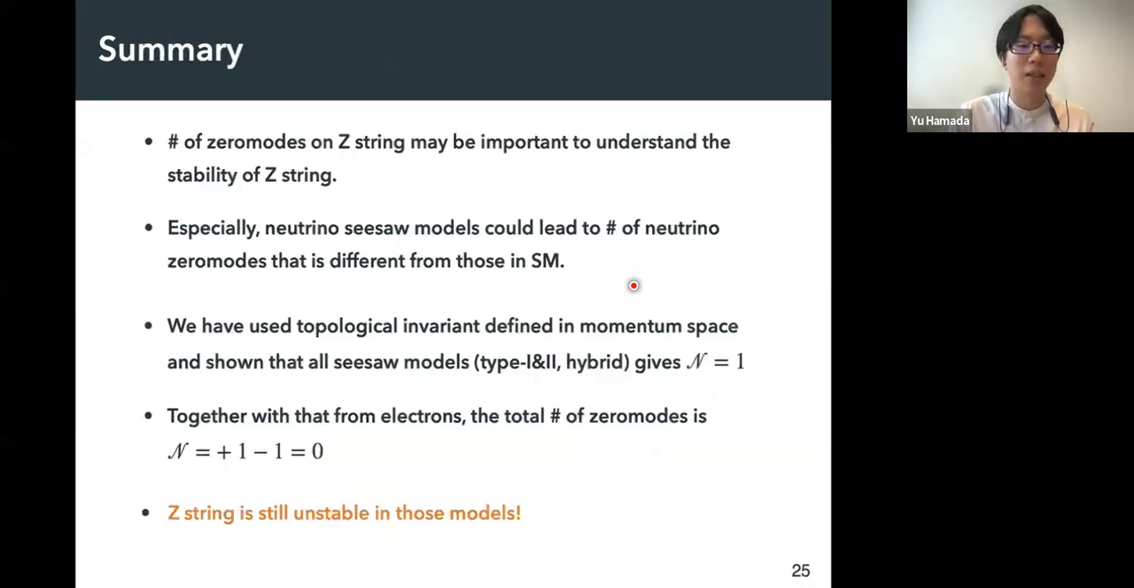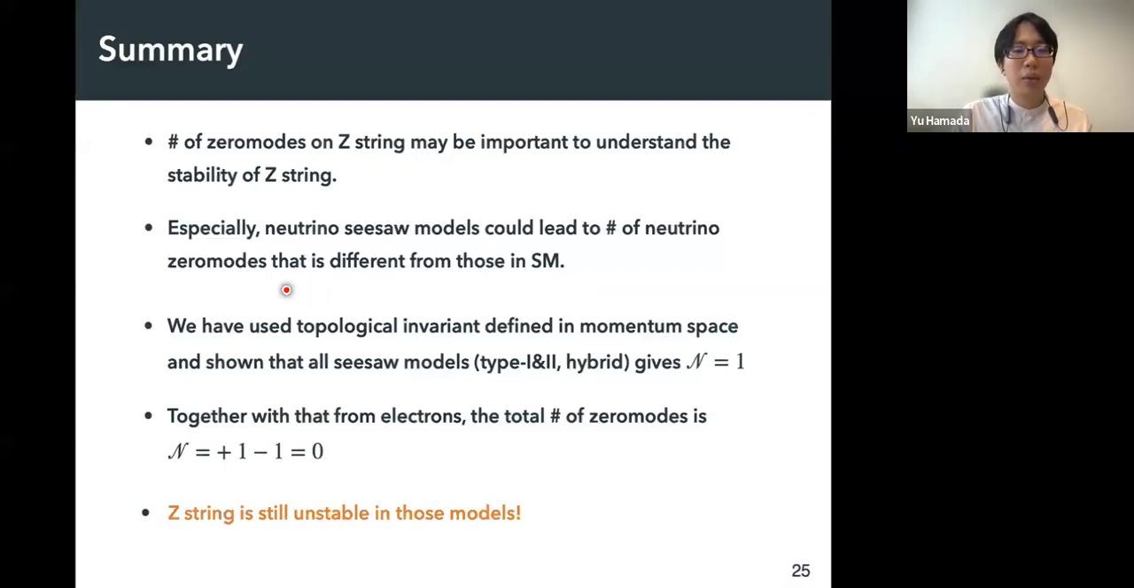So this is a summary of my talk. Some people conjectured that when we consider the number of zero modes appearing on the Z-string, this may play an important role in stabilizing the Z-string. Especially when we consider neutrino mass models like type 1, type 2, and so on, this might change the number of zero modes of the neutrino, and this can be different from those of the standard model.